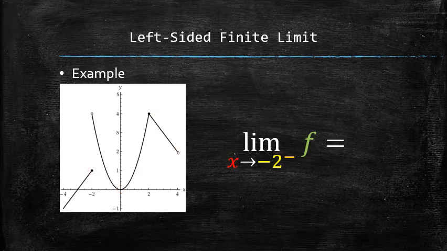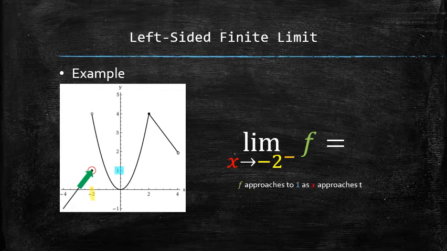To find the limit, we need to determine the value which the function approaches to as x approaches to -2 from the left. It is easy to see that the function approaches to 1. In other words, f approaches to 1 as x approaches to -2 from the left. Therefore, the answer is 1. So we found the limit.